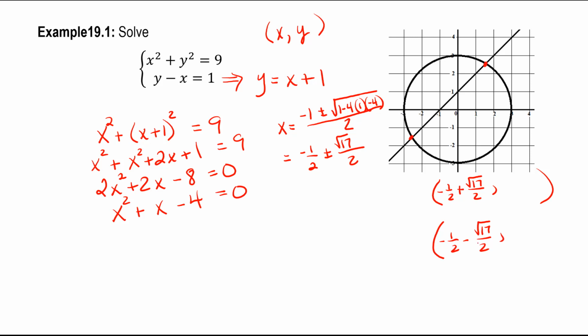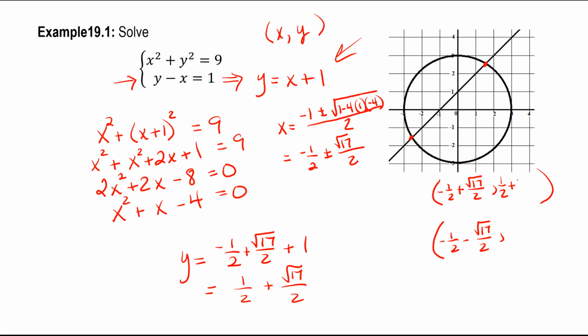We can take the x coordinate and plug it back into the easy equation, y equals x plus 1, to find out what y is. So y equals -1/2 plus the square root of 17 over 2, plus 1, which is just 1/2 plus the square root of 17 over 2. So the y that goes with that x is 1/2 plus the square root of 17 over 2.